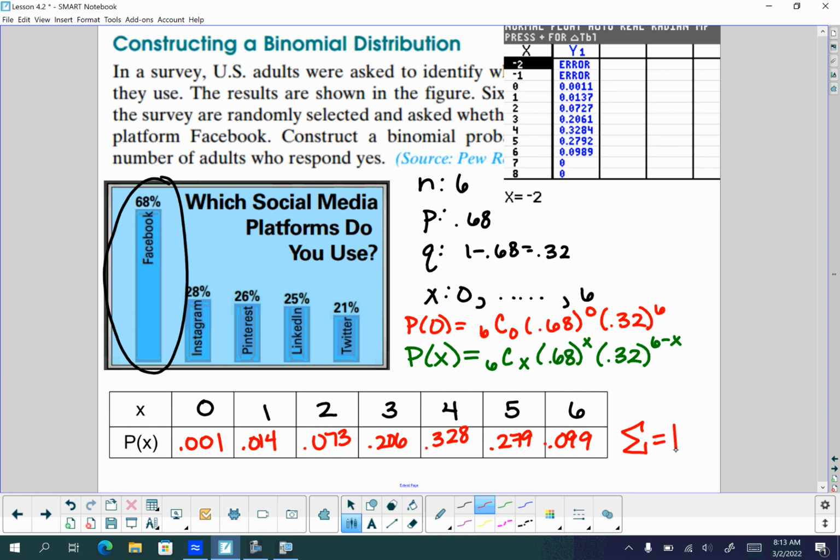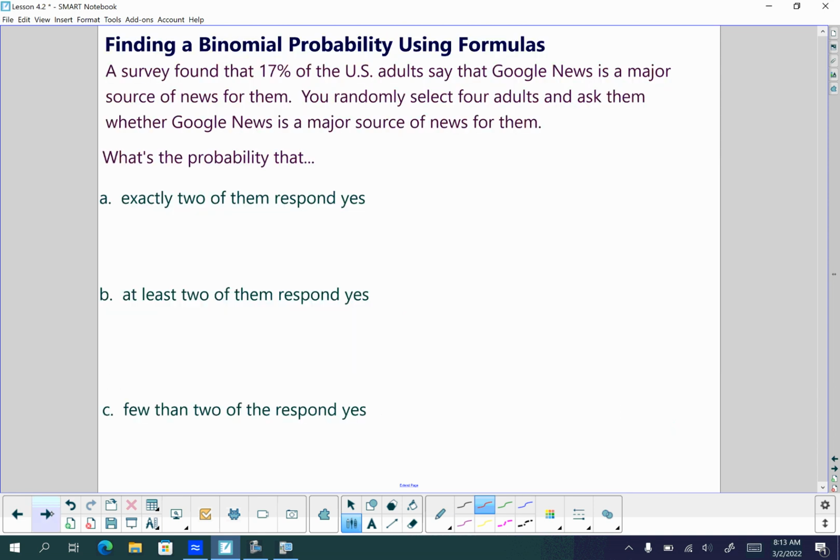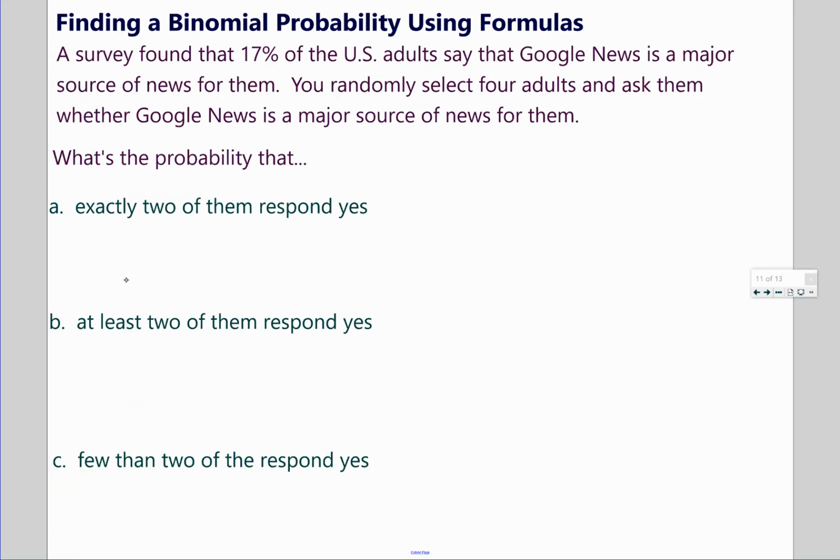Great. Okay. When it gets to test day, you're going to see a couple problems like this, applying the binomial probability formula. It says a survey found that 17% of U.S. adults say that Google News is a major source of news for them. You randomly select 4 adults and ask them whether that's true. What is the probability that exactly 2 of them respond yes, at least 2 of them respond yes, or fewer than 2 of them respond yes?